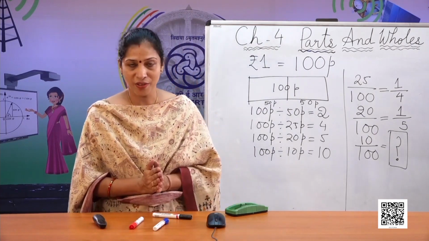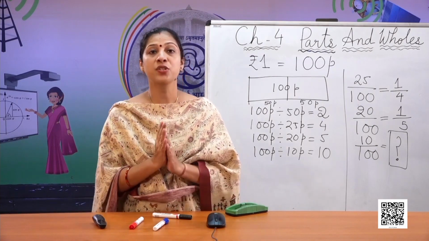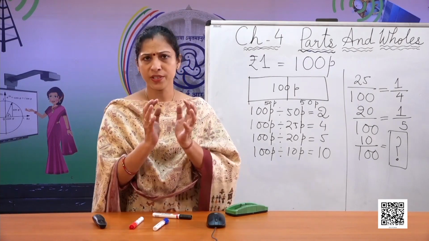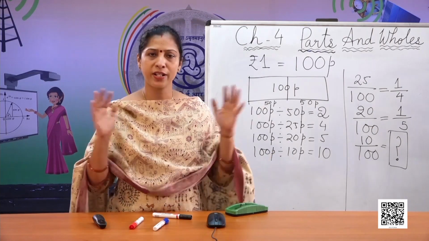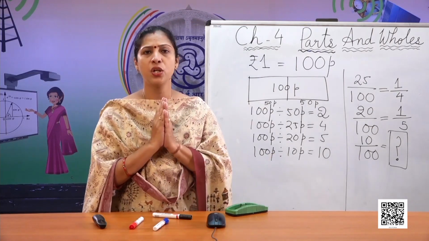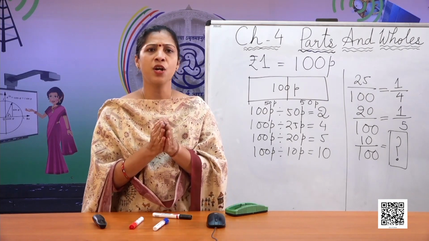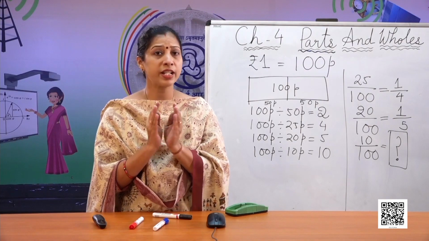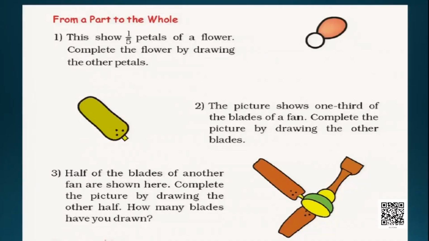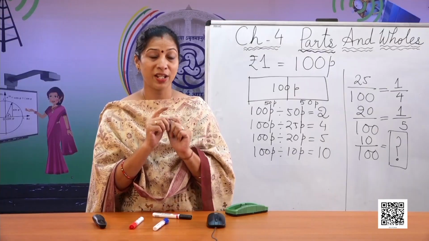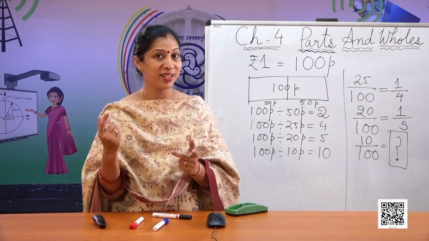Here we are going to find out the whole from a part. That means a part of the thing is given, and you have to find out what the whole thing will look like. So the first question is shown as a flower. It is the incomplete picture of a flower. This shows 1/5 of the petals of a flower. That means the flower petal which is shown is 1 part out of 5 parts. So can you complete the flower on your own?